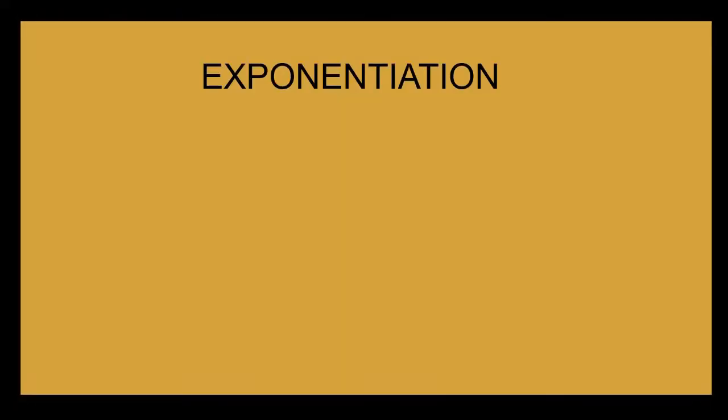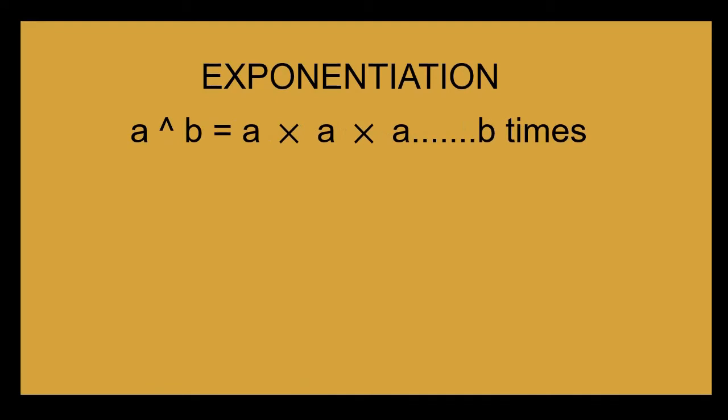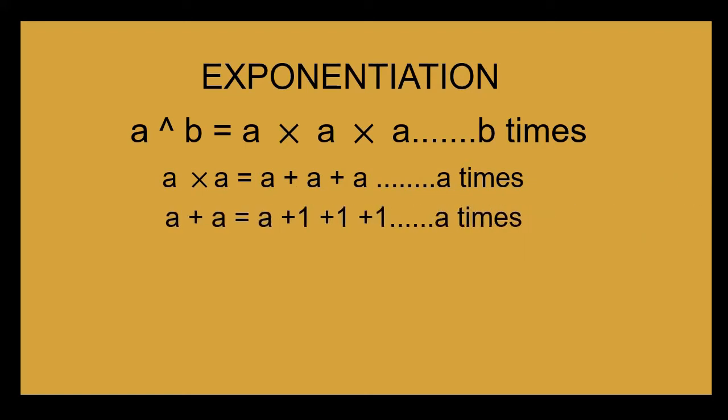Exponentiation. A to the power b is a higher order of multiplication and hence addition. A raised to b is equal to a into a, b times. Now a into a is equal to a plus a, a times. And now a plus a is equal to a plus 1, a times. And hence it is derived from addition.